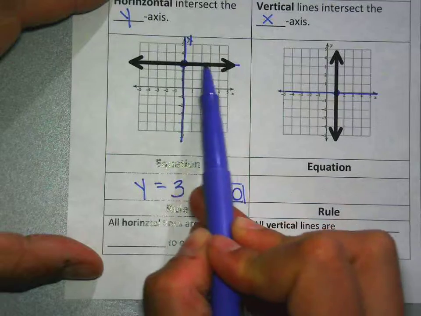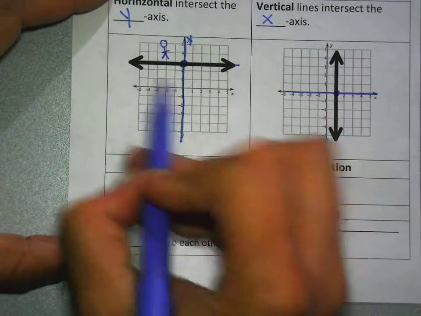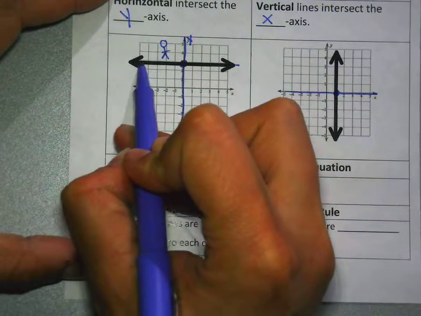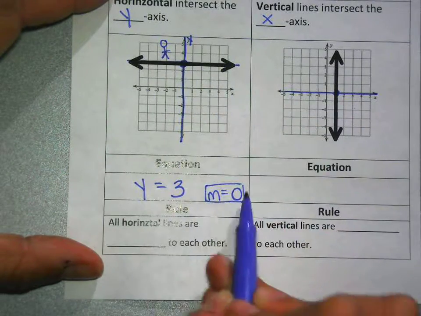Horizontal lines have a slope of 0 because if we imagine someone walking on this line, there's no incline or decline. It's a completely flat line, meaning that it's the easiest line to walk on, so we give it a slope of 0.